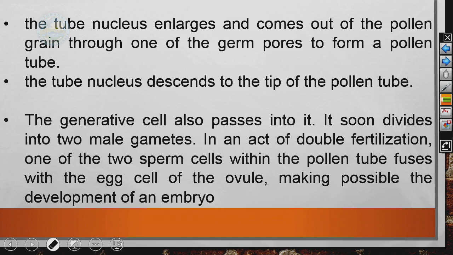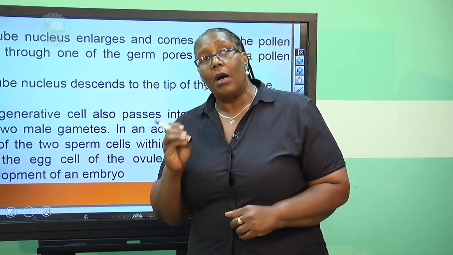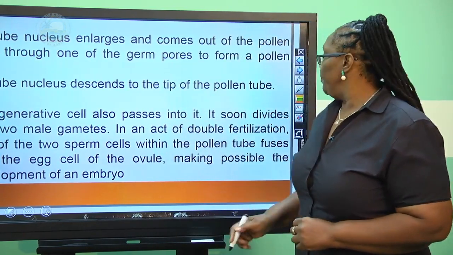The generative cell also passes into it. It soon divides into two male gametes. Further on, in an act of double fertilization, one of these two sperm cells within the pollen tube will fuse with the egg cell of the ovule, and that will become the new embryo. The second sperm cell will in fact form the endosperm. It will fuse with the polar nuclei and become the endosperm.